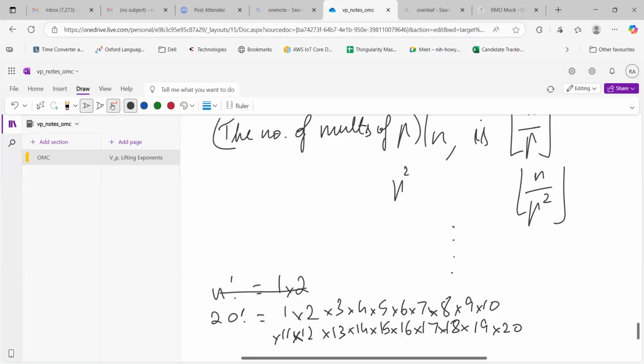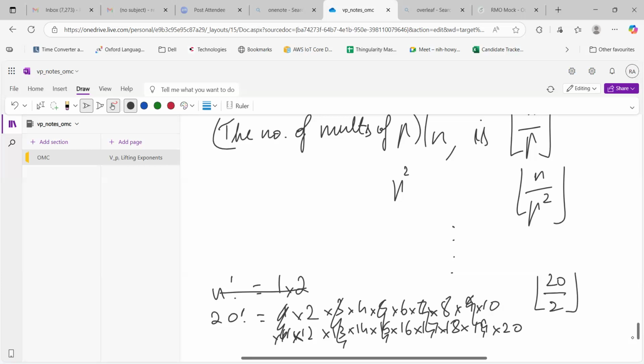What happens? So we can first of all remove all the odd numbers, right? Why can we do that? Because the odd numbers do not contribute a power of 2. Now, if we look at just the even numbers, each even number contributes at least one power of 2, right? So, for example, 2 contributes a power of 2, 4 contributes 2 powers of 2, 6 contributes another power of 2, and so on. So each even number contributes a power of 2. That's already floor of 20 by 2 powers of 2. But we're not done yet.